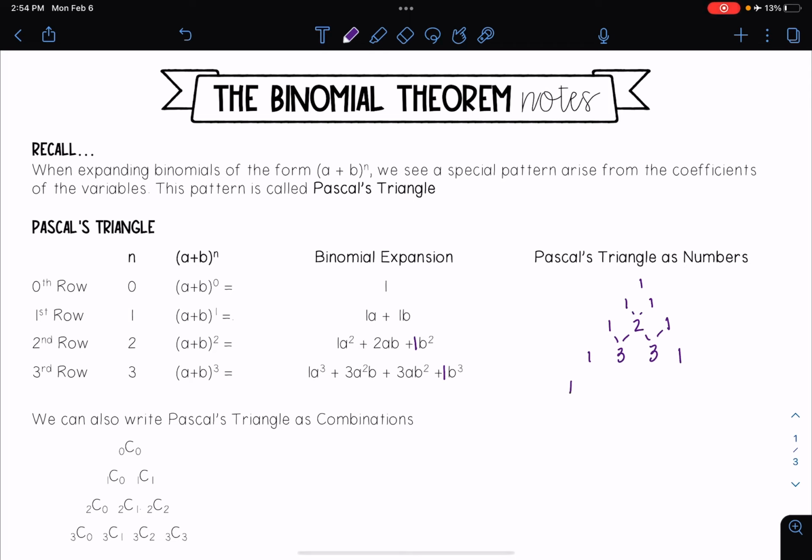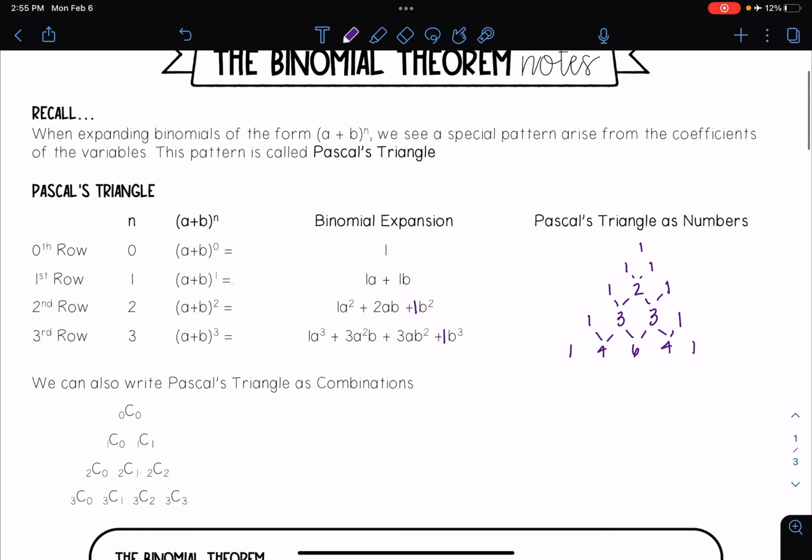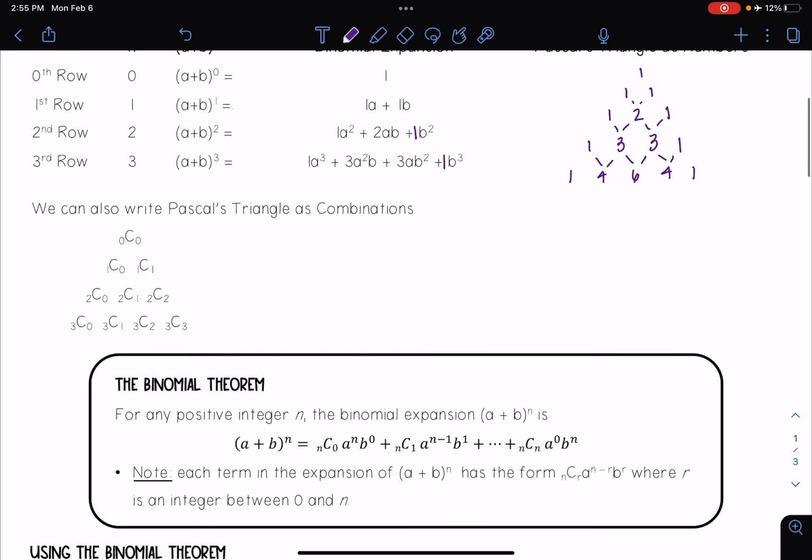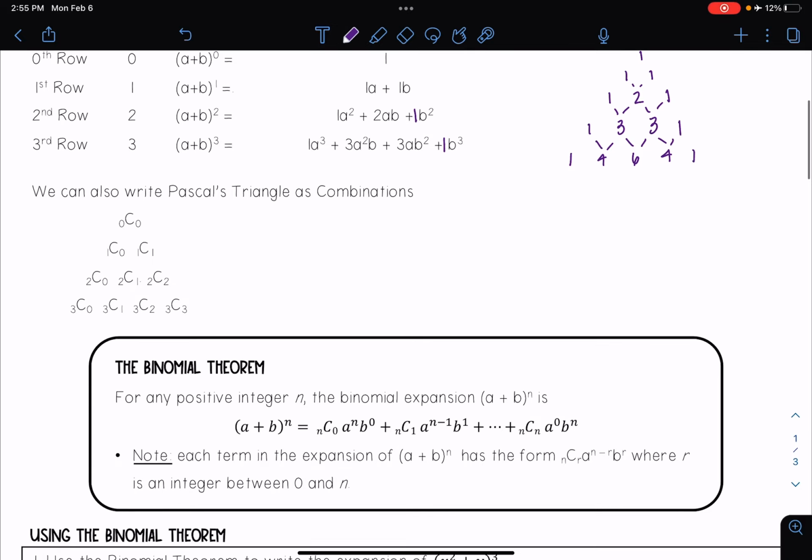And so I'd have 1, and then 4, 6, 4, 1, because 1 plus 3 is 4, 3 plus 3 is 6, 3 plus 1 is 4, and so on. And so we already talked about this, but that was the pattern that came. Well, we can also write Pascal's triangle as combinations. And so I could have this as 0c0, which is just equal to 1. 1c0, which again is equal to 1. 1c1, and so on. And that brings us to the binomial theorem.